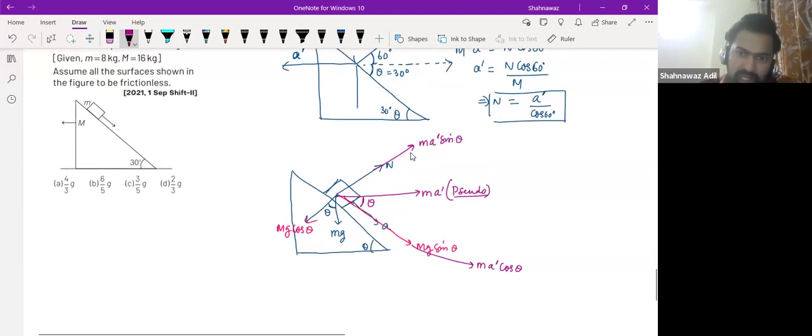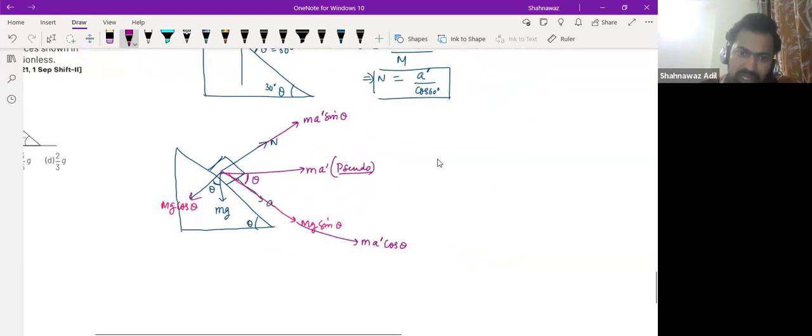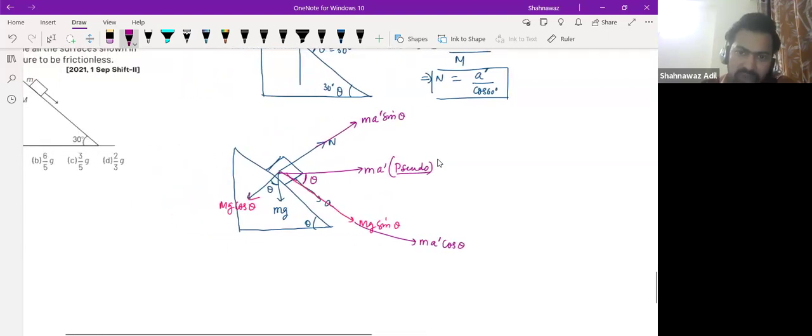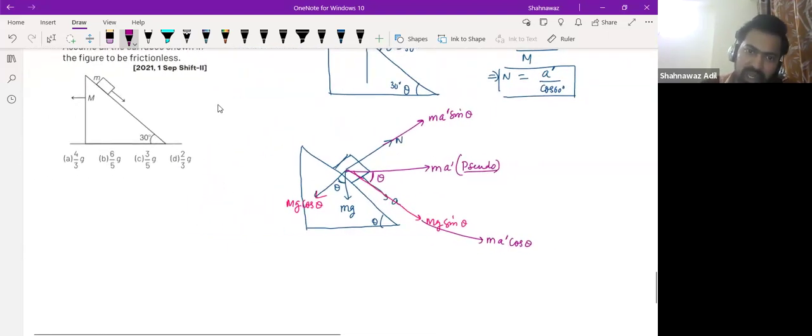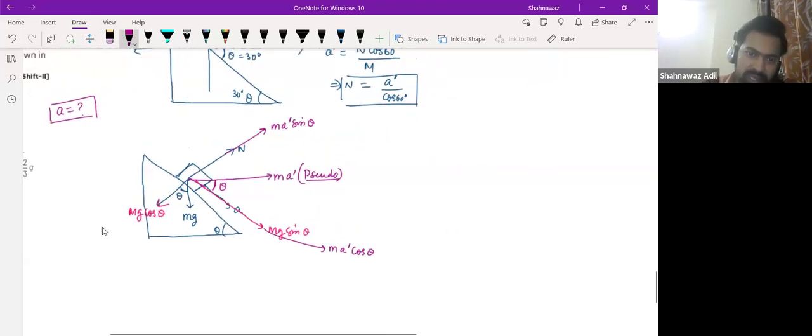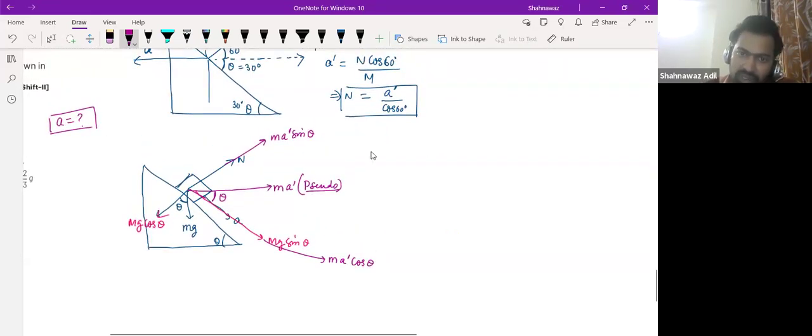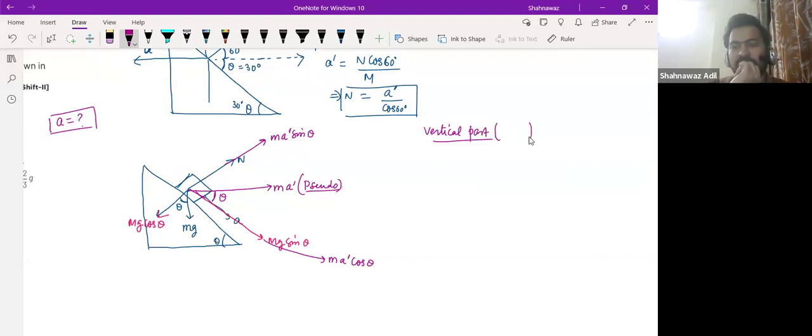Okay, so now we have written everything, and we know that, right? What do we know? So we have to find this A. The idea is that we have to find this A, right? Now we know that this mg cos theta is how much? So this is a vertical component. In the vertical part, what will we apply? Equilibrium condition or Newton's second law? What will we apply?